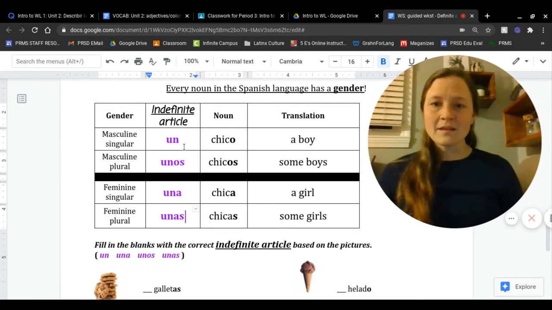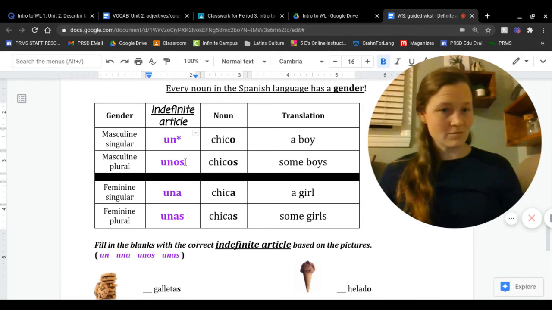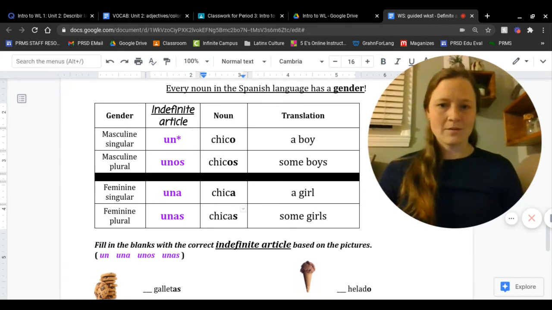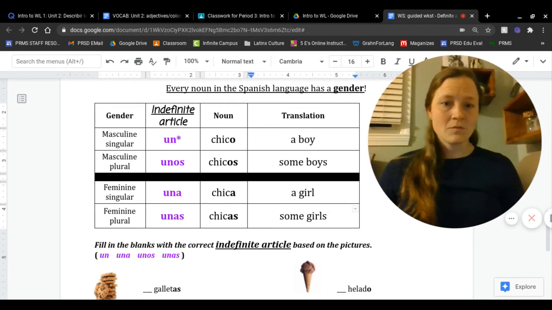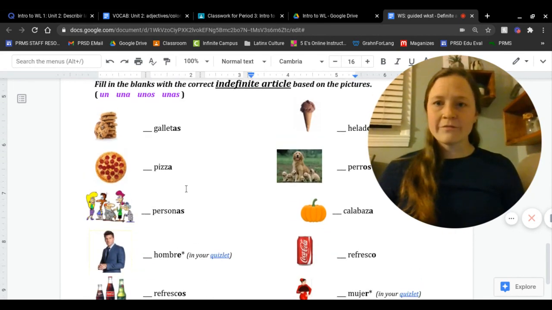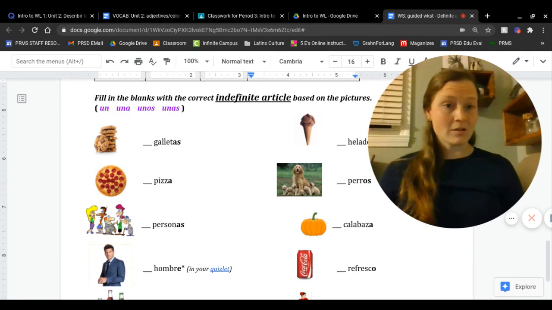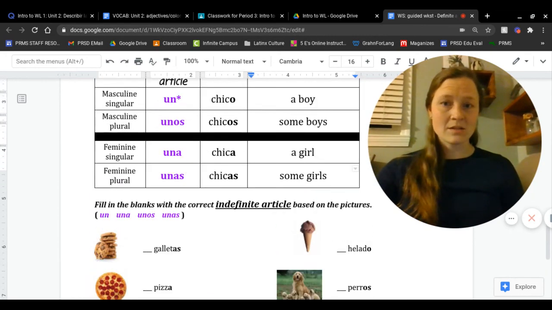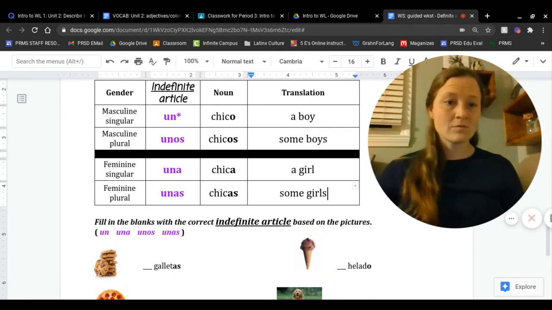And you'll notice again that there is a pattern with the exception of this one right here. So chicos ends in OS, and so does unos. So unos chicos, una chica, unas chicas. That is a pattern. So that will help you in determining what word to use when you're trying to say a, an, or some. Down below, right here, you are going to fill in the blank with the correct indefinite article. So again, in this bottom section, you're using un, unos, una, or unas.